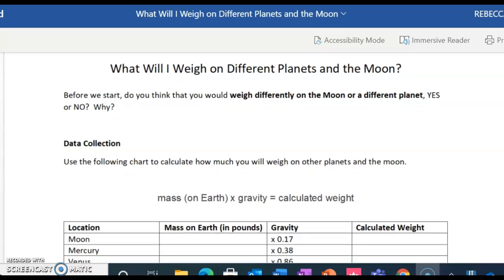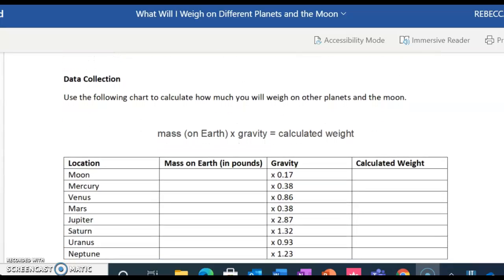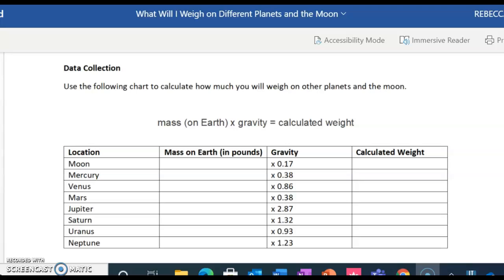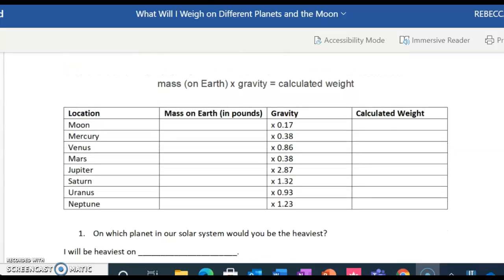Before we start, do you think that we would weigh differently on the moon or a different planet? Yes or no? And why? The next section is our data collection, where we're using the following chart to calculate how much we'll weigh on other planets and the moon. We have our formula given to us. Mass on Earth times gravity equals our calculated weight.